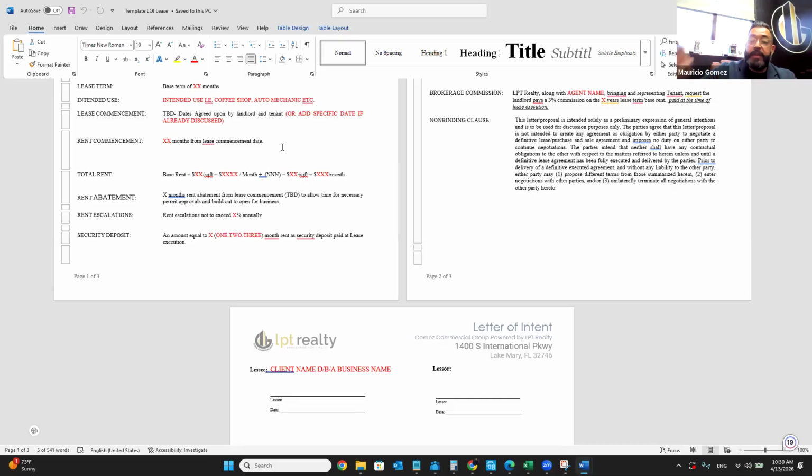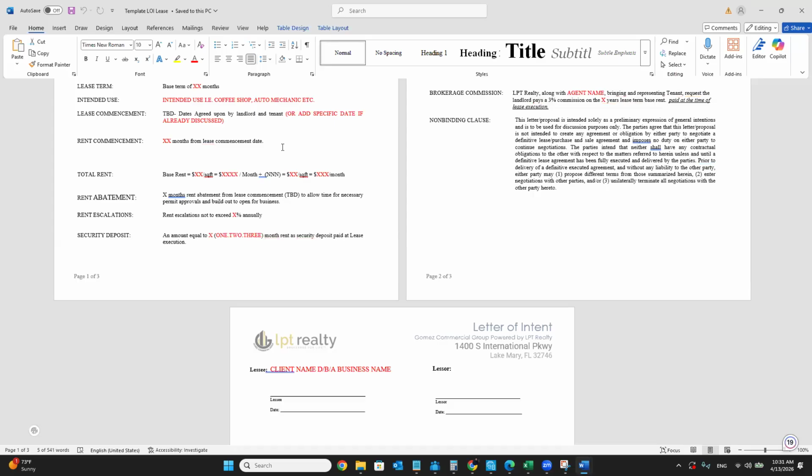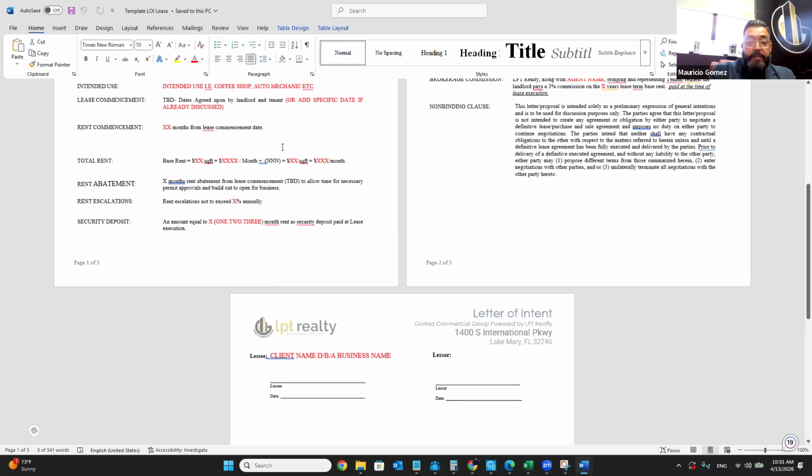In layman's terms, lease commencement means the contract has started. All terms are in effect. This is where the clock starts ticking on free rent. The clock starts ticking on build out and tenant improvements or reimbursements. So that's lease commencement. Okay. Rent commencement is when they start paying rent.